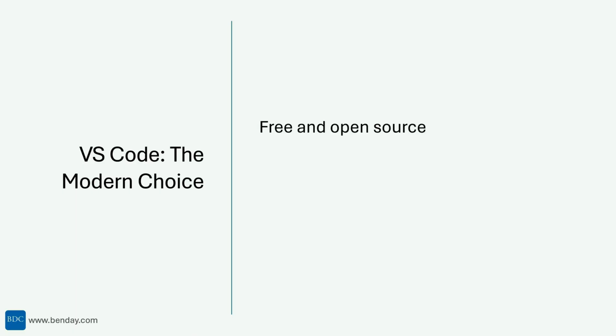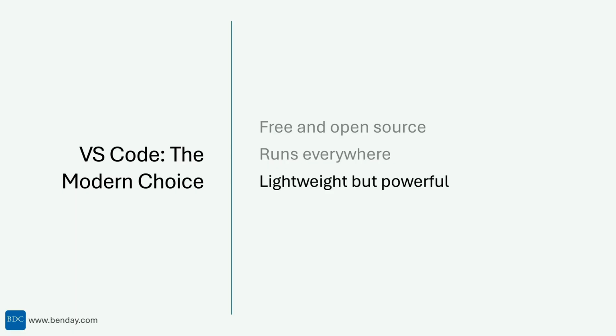VS Code is completely free and open source. Microsoft makes it, but anyone can contribute. No catch, no premium version. It runs on Windows, Mac, and Linux. Your whole team can use the same editor, regardless of their OS preference. Starts up in seconds, doesn't eat all your RAM, but has features that rival full IDEs. It's the best of both worlds. Thousands of extensions for everything imaginable. But for C# you really just need one, the C# Dev Kit.